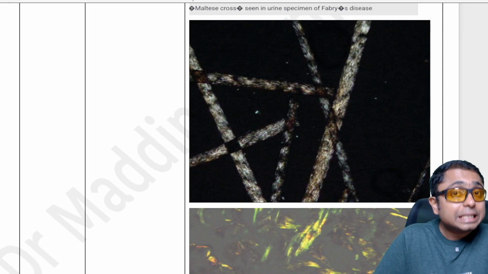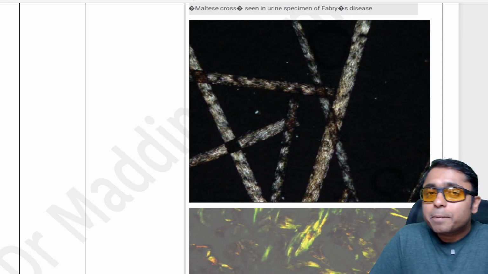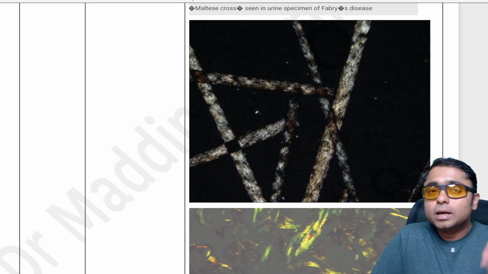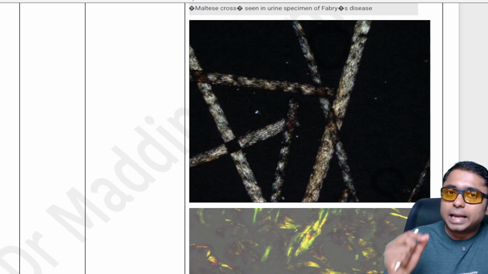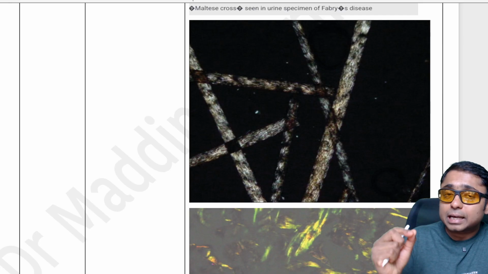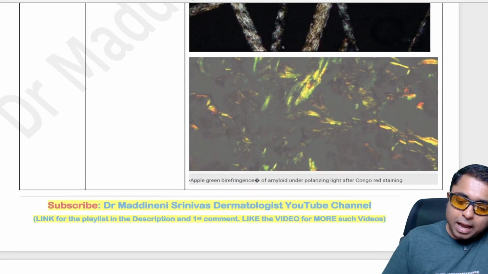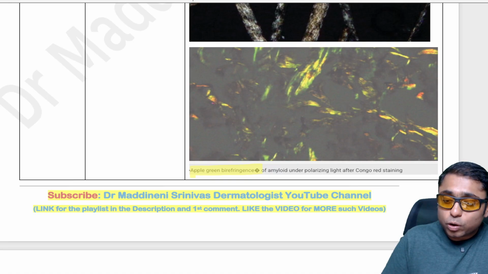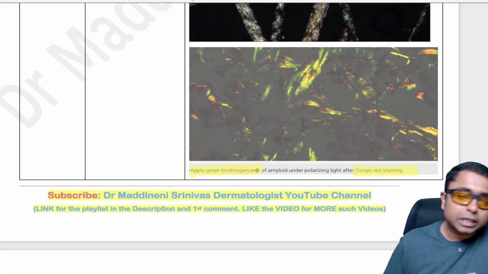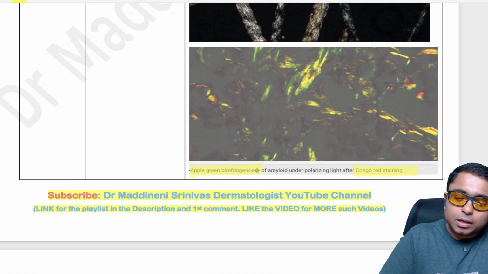And what is the disease in which we can see this tiger tail appearance in polarized microscopy? Put the answer in the comment section. I will like the comment which has the correct answer. And this is the apple green birefringence. I hope you all know this is because of the amyloid, the Congo red staining of the amyloid. So this is a very basic thing which you have to remember.